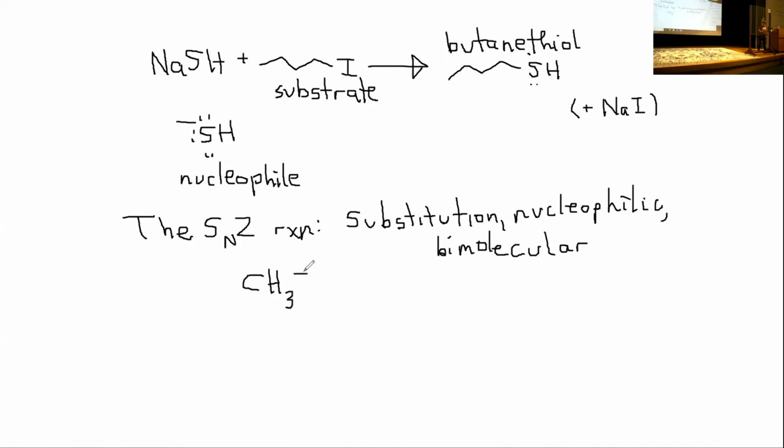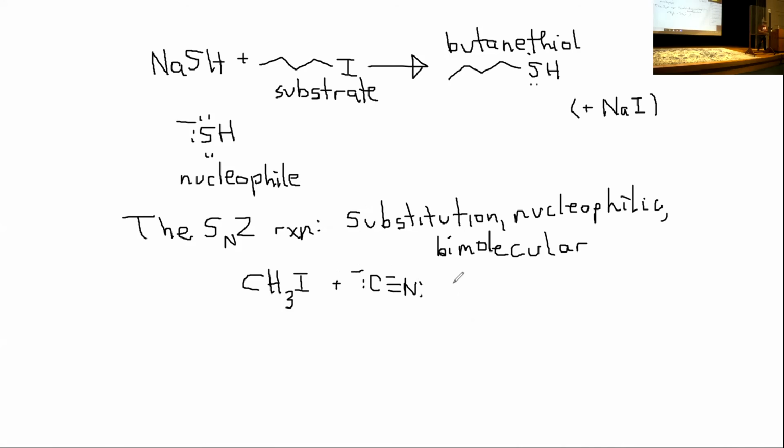I'll take methyl iodide, and we'll add the cyanide ion. So in Gen Chem, you might have written this as CN minus. And that's certainly not wrong, but be aware for sure that the minus charge is on the carbon, not on the nitrogen. So this is actually a kind of carbanion.